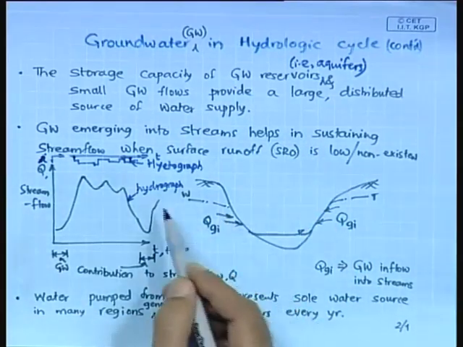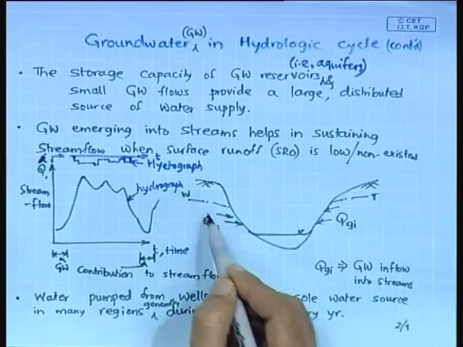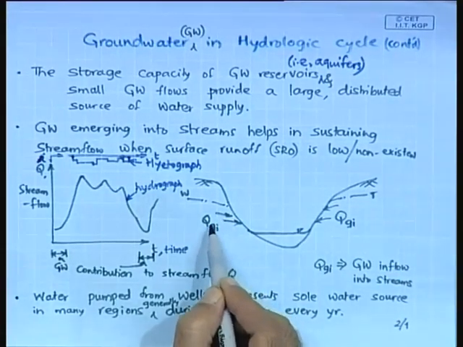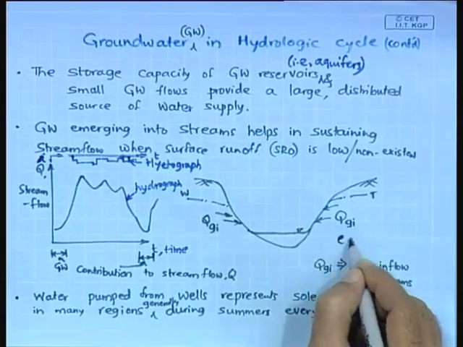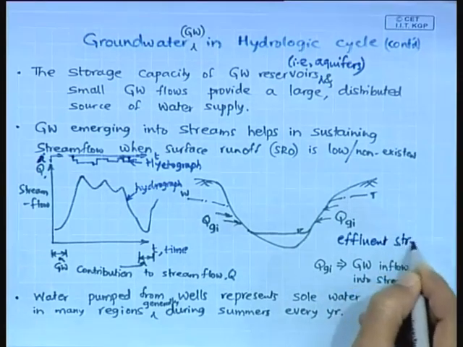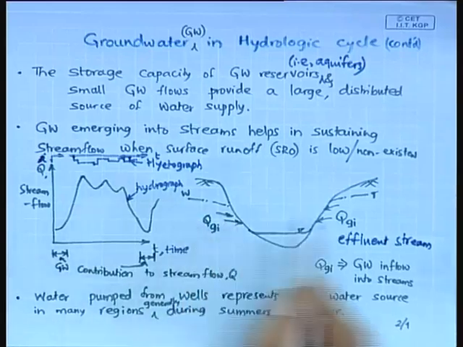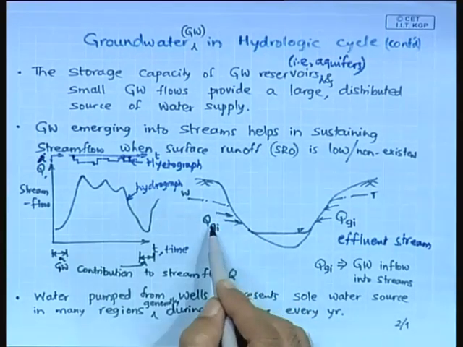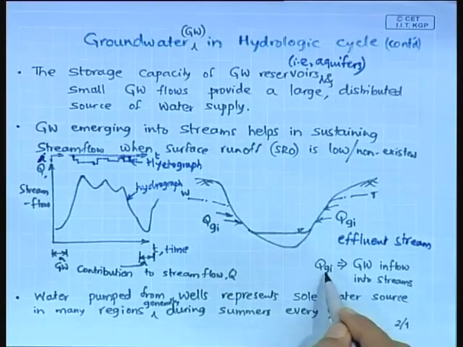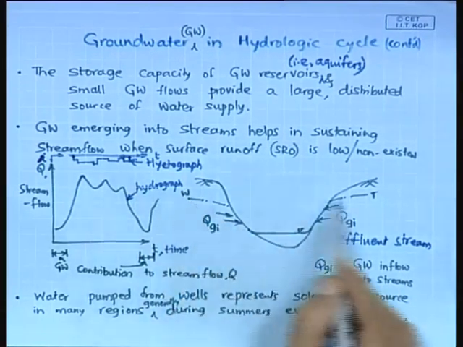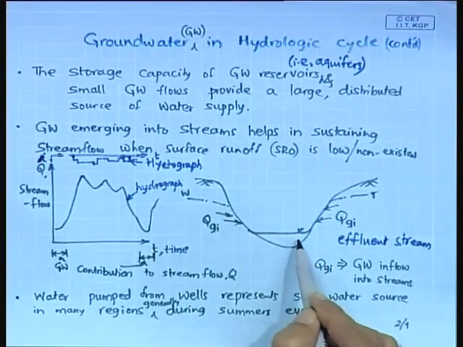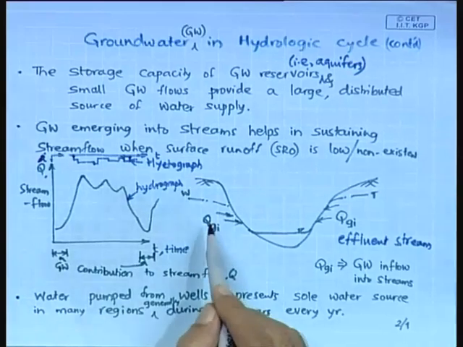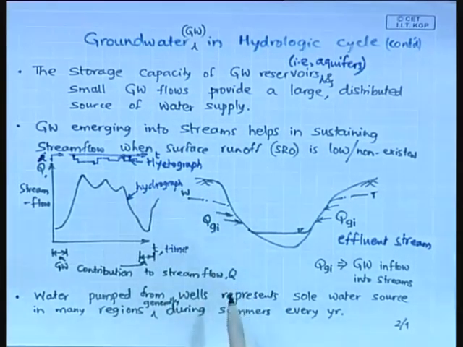And here what happens is, you can see, this is the cross section of a stream, and the groundwater is entering, and such a stream is known as an effluent stream, wherein the groundwater is entering from the banks as well as a little bit through the bed, into the stream through what is known as the groundwater inflow, which is denoted as QGI. So, here the water table is above the water level in the stream, and this difference in level will result in the flow of groundwater from the banks into the stream.